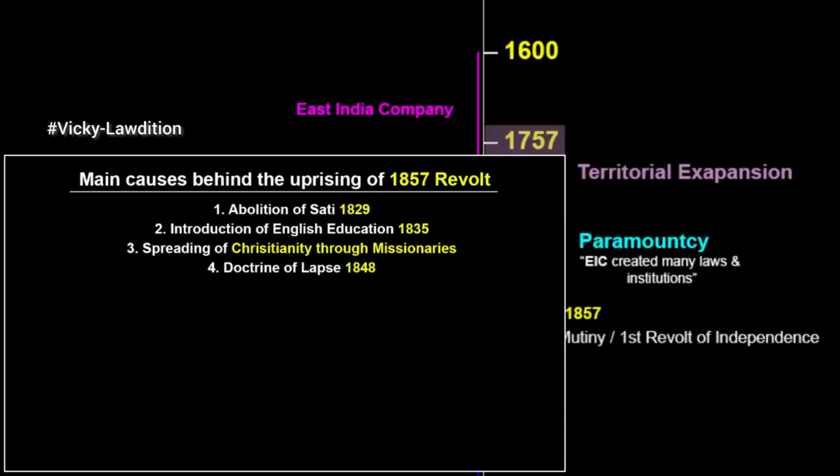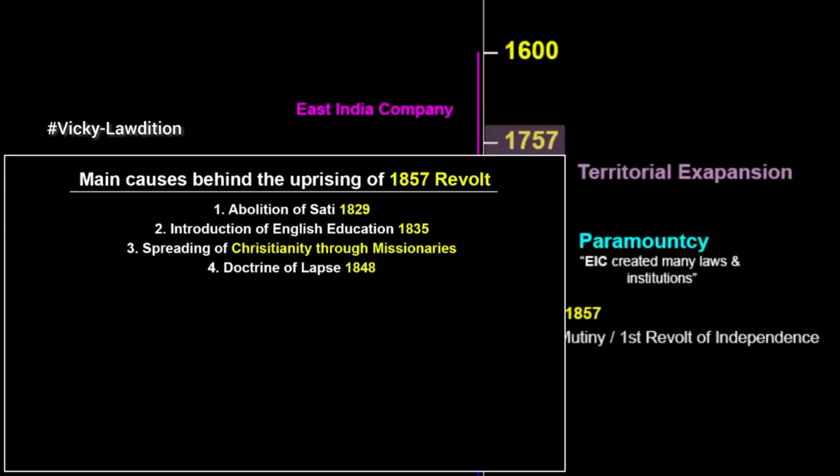Apart from it, the doctrine of lapse was also designed by the British to take away the titles and pensions of the rulers of some states. Now this led to great resentment amongst the rulers. The rulers of these kingdoms thus rose in revolt against the company.